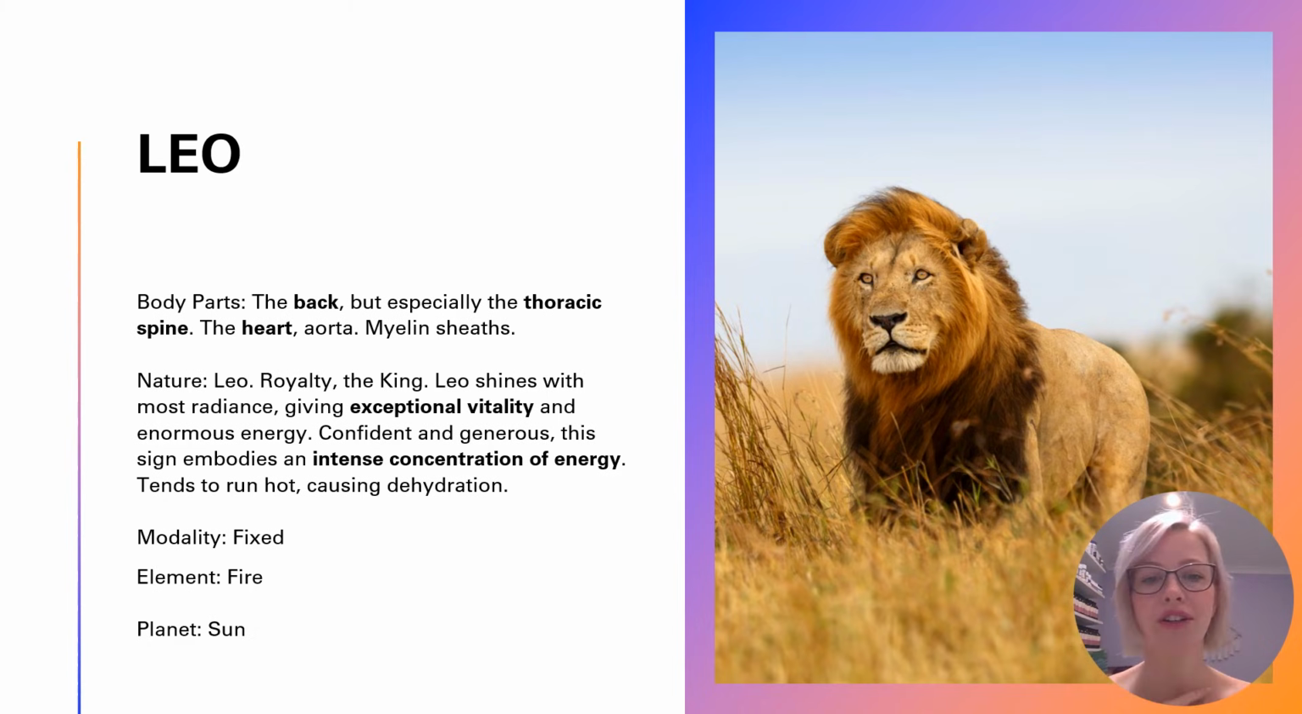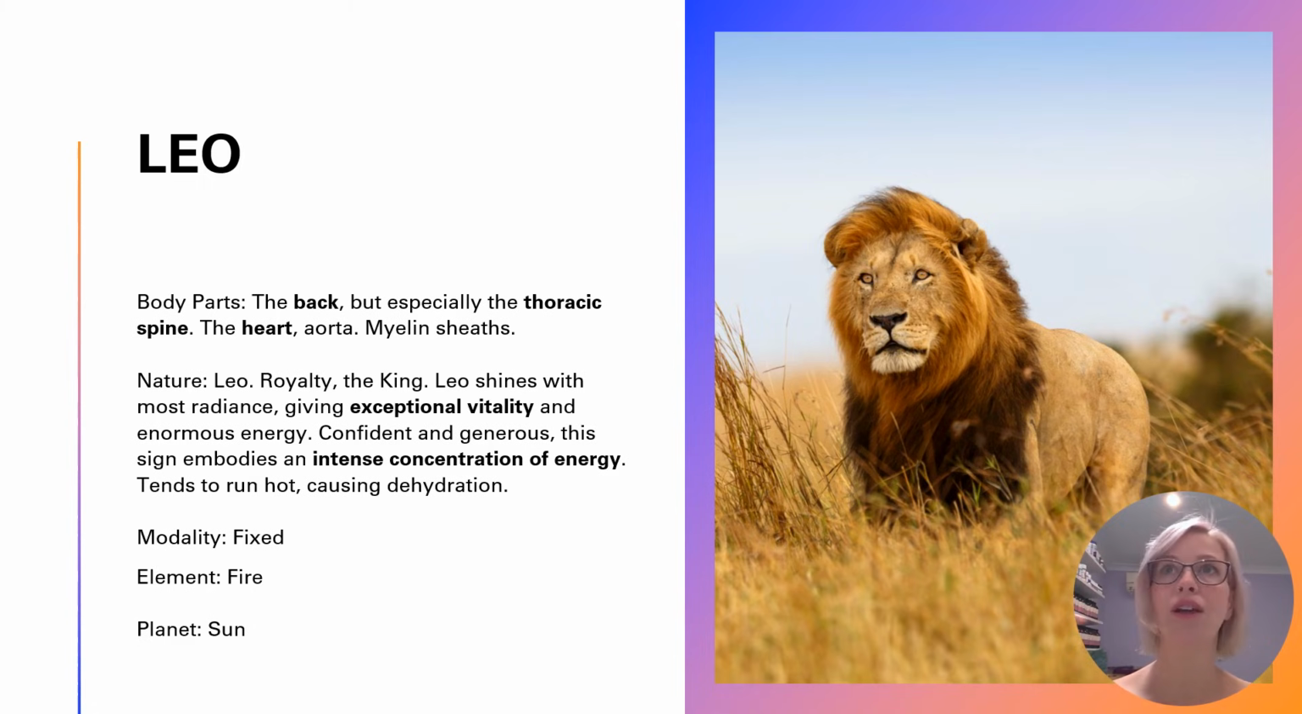So with Leo, this is the home of the sun. The sun is the center of the solar system. It is the brightest thing in our sky. The sun is also very hot. So Leo is very warm, and that's where its tendency towards dehydration comes from.